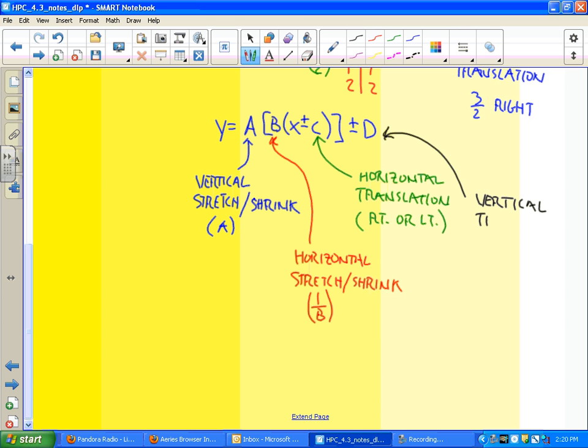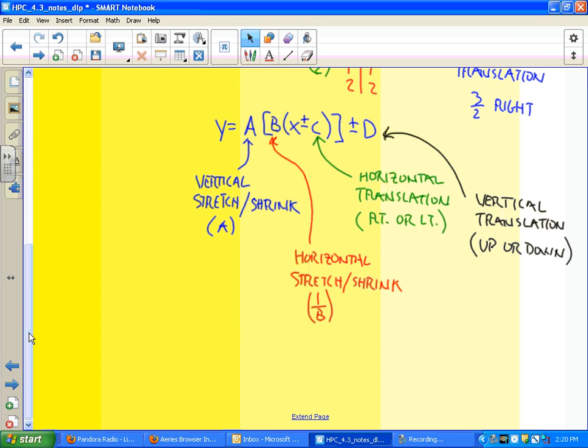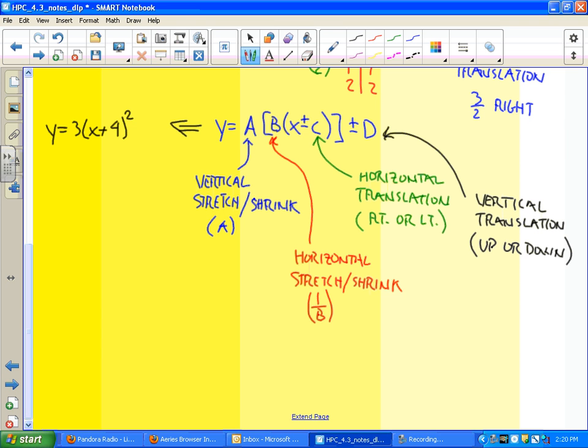And we've seen all of these actually, with the exception of b. So up or down. Yeah, we've seen all that stuff before with the exception of the b. So if I were to take that equation and apply it to something we've done before, here's one. We know this. 3 times quantity x plus 4 squared minus 2. We know that that's a parabola that went left 4, down 2, and then it's stretched by 3 vertically. So we've actually played with all this with the exception of this.